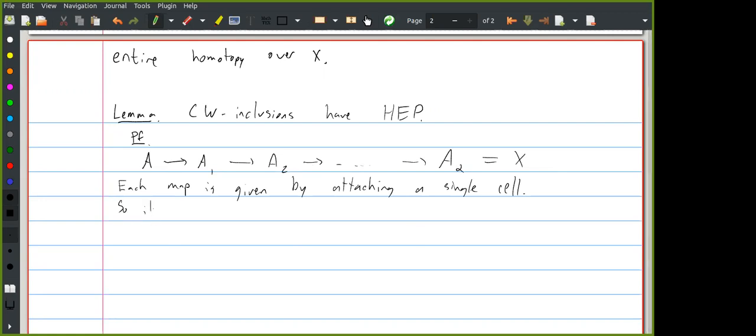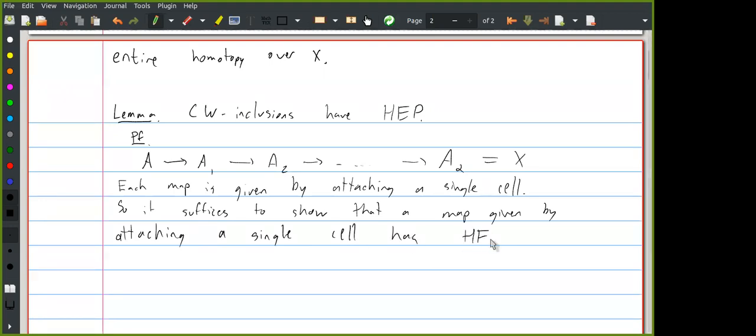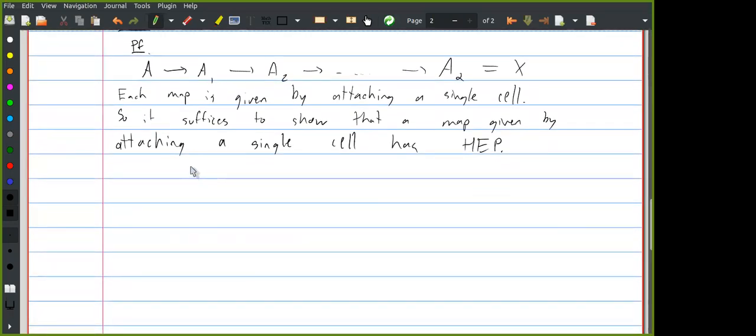So it suffices to show that a map given by attaching a single cell has the homotopy extension property. So attaching a single cell means we have some map from a sphere into one of these A betas. And we form the pushout like this to give us A beta plus one. So we want to show that any map of this form has the homotopy extension property.